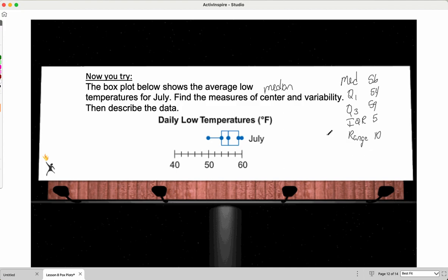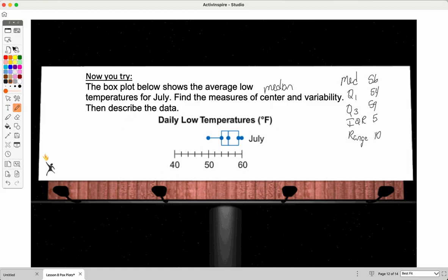So if I describe my data, something I'm going to say is it's relatively compact. The temperatures are pretty common, between 50 and 60 degrees, for the average low temperature. The second 25% of the data is very close, at only 2 degrees, where the third 25% is 3 degrees wide. I could say that the difference between the upper extreme and lower extreme is 10. I could talk about the IQR, where 50% of the days we're looking at are between 54 and 59 degrees.